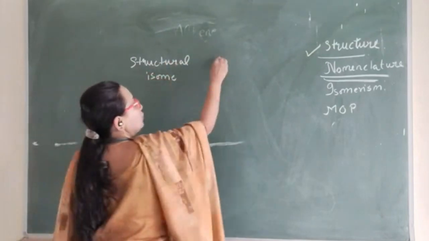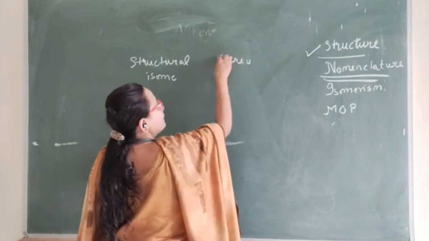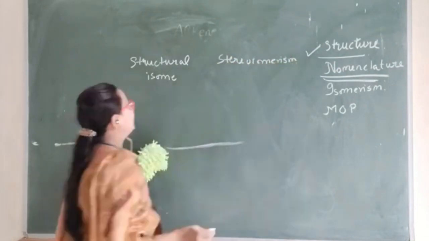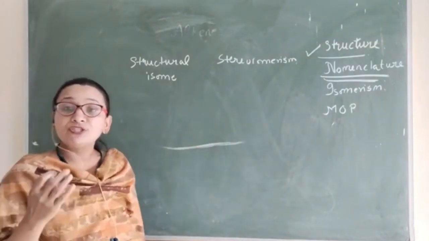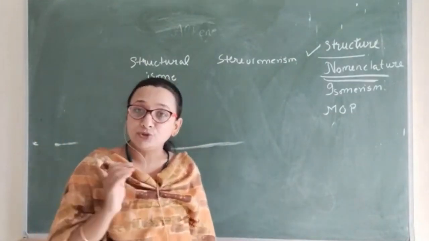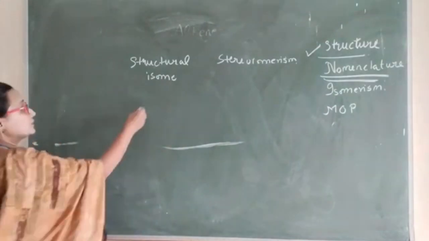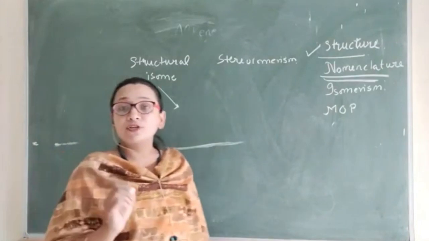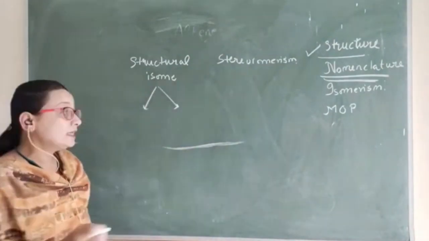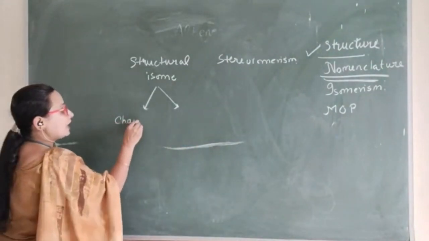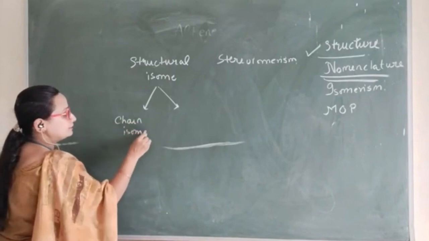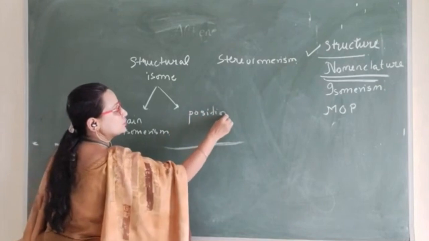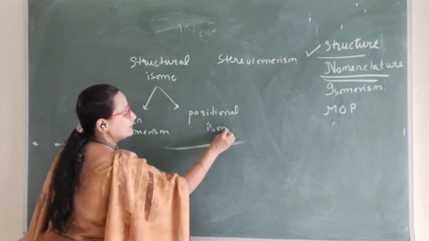and they can show stereoisomerism. Both they can show. Now in structural isomerism, which types can they show? The first type is called chain isomerism. The second type is called positional isomerism.